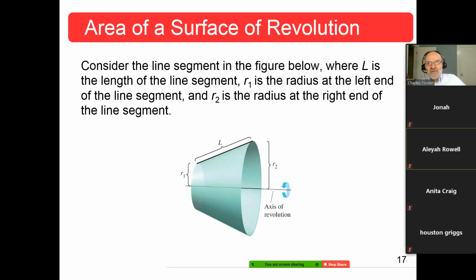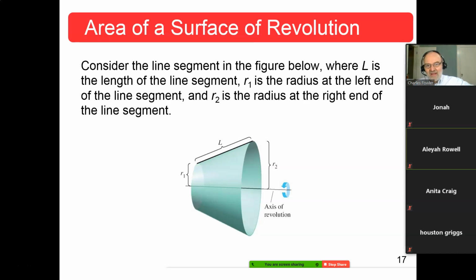So here's, consider a line segment, just a line segment, L, okay? Where L is the length of that line segment. R1 is the inner radius there. Let me see if this will even show up. Yeah. R1 is the inner radius, okay? And R2 is the outer, the larger radius, okay? Now, the line is slanted in that direction. That's why R1 is smaller than R2.